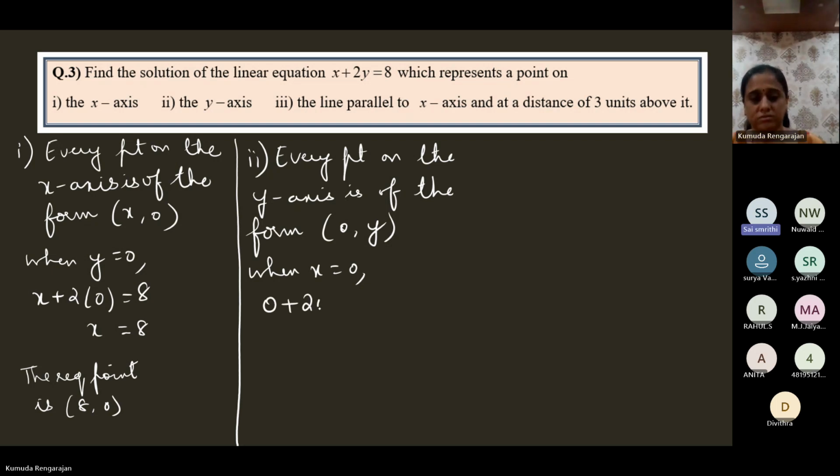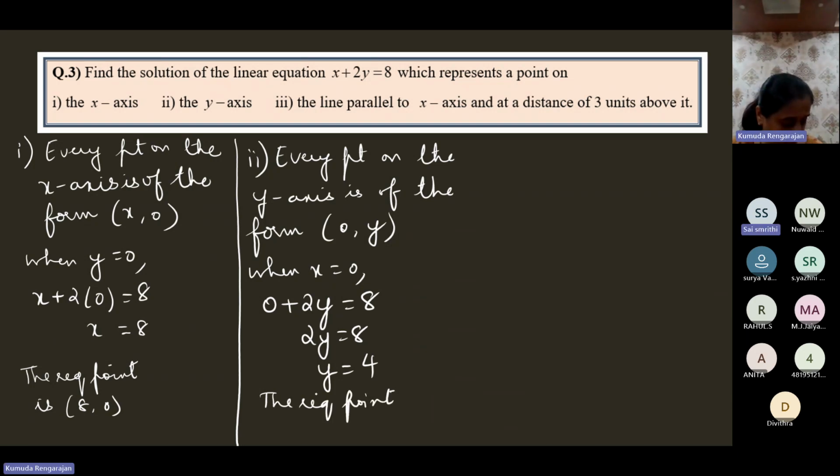So when x is equal to 0, it will be 0 plus 2y is equal to 8. So it's nothing but 2y is equal to 8, y is equal to 4. So the required point is 0 comma 4. Yes, ma'am. Correct. You're right. Next one.